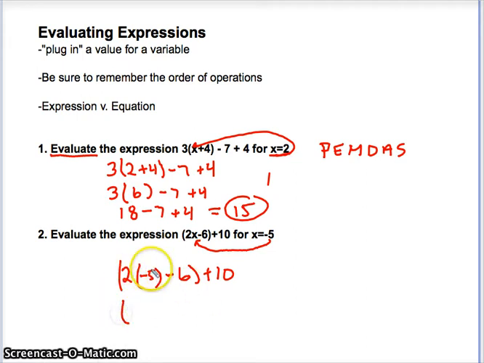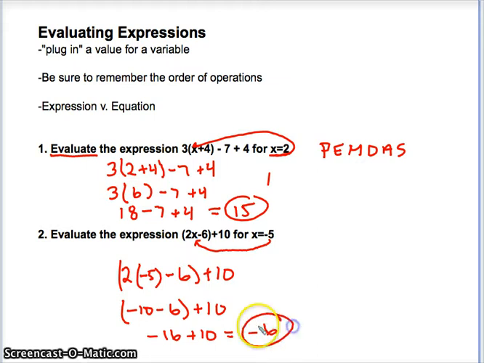Alright, I need to do some multiplication. 2 times negative 5 is negative 10, minus 6, and then plus 10. Negative 10 minus 6 is negative 16, and then plus 10. Negative 16 plus 10 is negative 6. Alright, on to the next example.